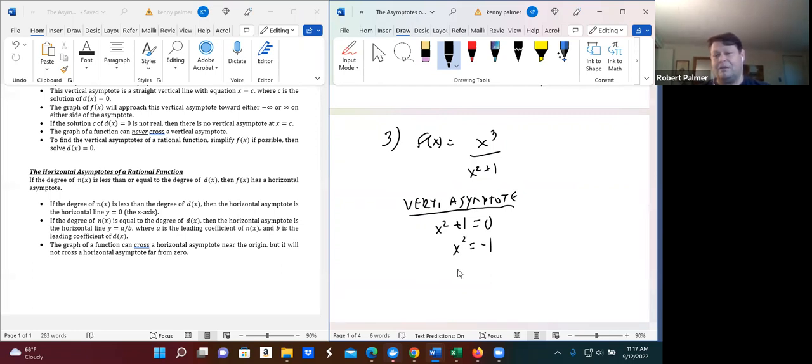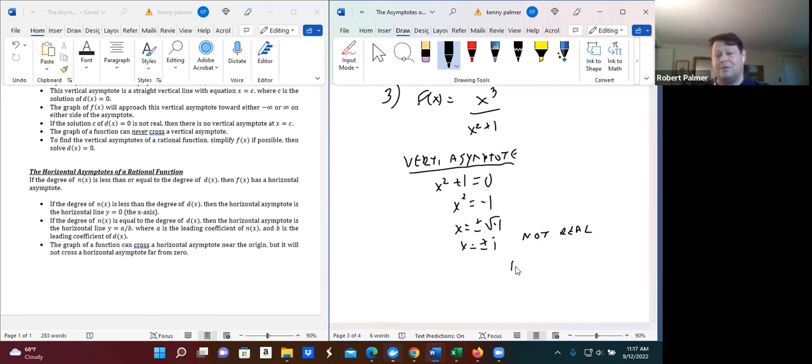If you did that, you would get plus or minus the square root of -1, which is plus or minus i. The point I want to make is that this involves i, so its answer is not real. It's complex or imaginary. So what that tells us is that there is no vertical asymptote.